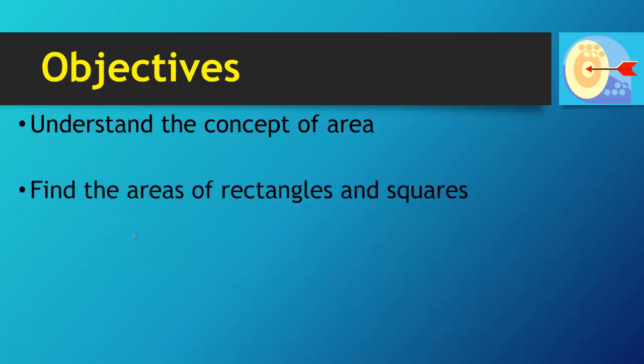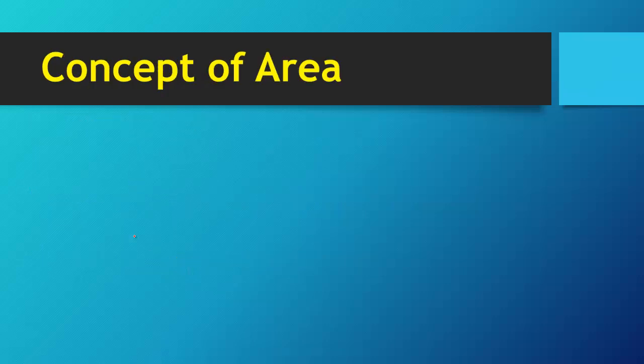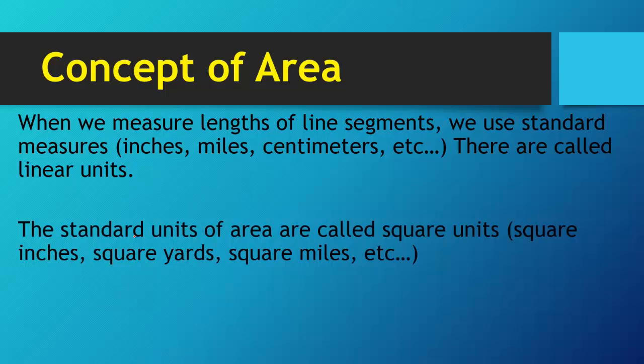And to be able to find the areas of rectangles and squares. Pretty straightforward for this one. And use the basic properties of area. All right, so let's start with the concept of area. When we measure lengths of line segments, we use standard measures like inches, miles, centimeters, whatever. Those are called linear units because they measure the length of a line, basically. When we measure square units, those are called square inches, square yards, square miles, because we're measuring the area like inside of something, so to speak, not the perimeter.